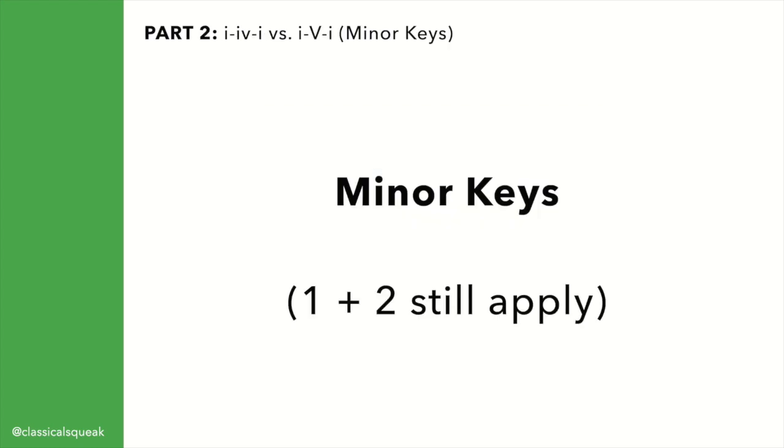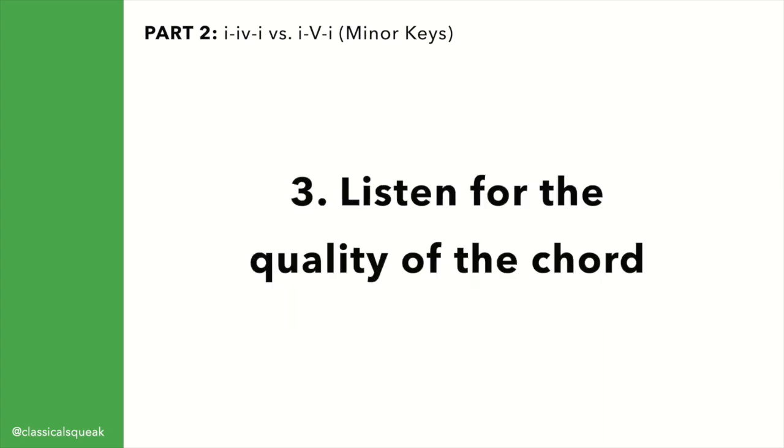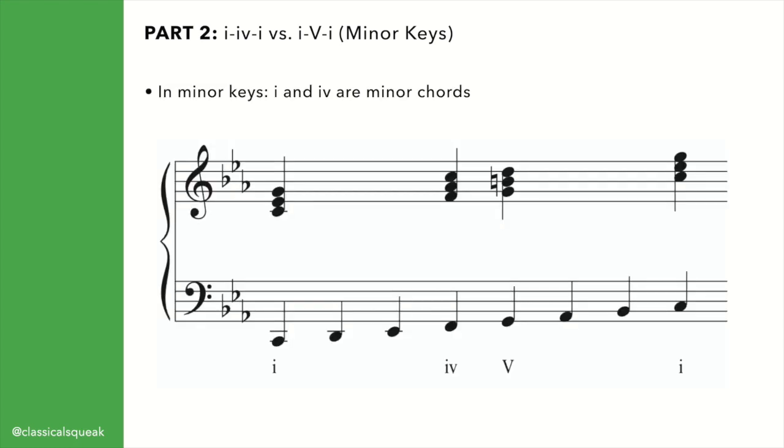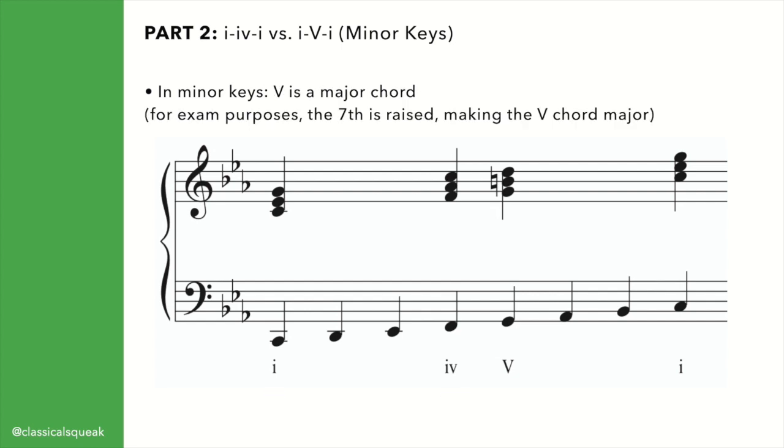The same things apply regarding the bass line and common tones, but there is a new element, which is the quality of the chord. In major keys, 1, 4, 1 and 1, 5, 1 were all major chords. In minor keys, 1 and 4 are minor chords. In a minor key, the 5 chord used for exam purposes has a raised 7th, or leading tone, which makes it major.